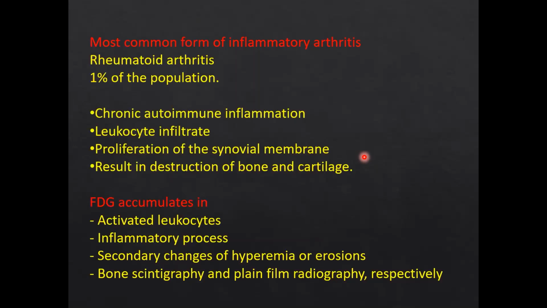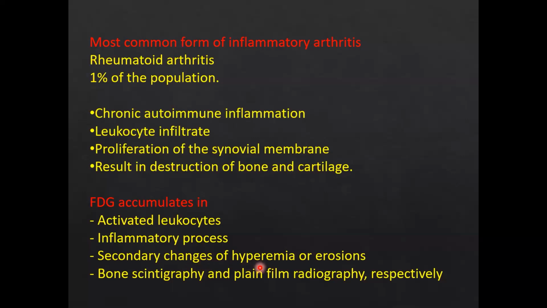So coming to the most common form of inflammatory arthritis, rheumatoid arthritis. It affects 1% of the population. It is a chronic autoimmune inflammation. Leukocyte infiltration is common, with proliferation of the synovial membrane. It results in destruction of bone and cartilage. And FDG accumulates in the activated leukocytes, in the inflammatory process, and secondary changes of hyperemia or erosions are seen on bone scintigraphy and plain film radiography respectively.